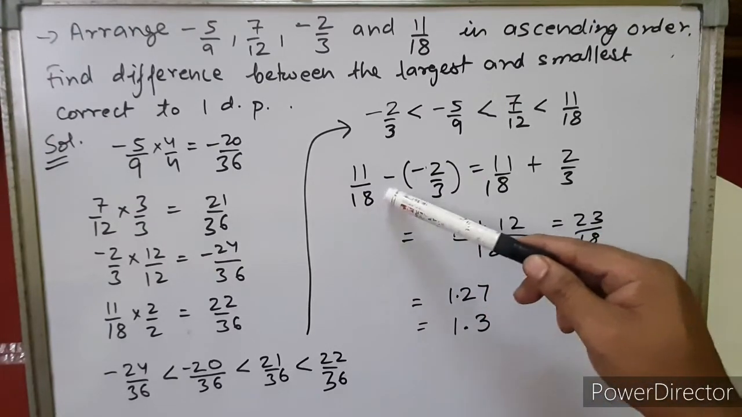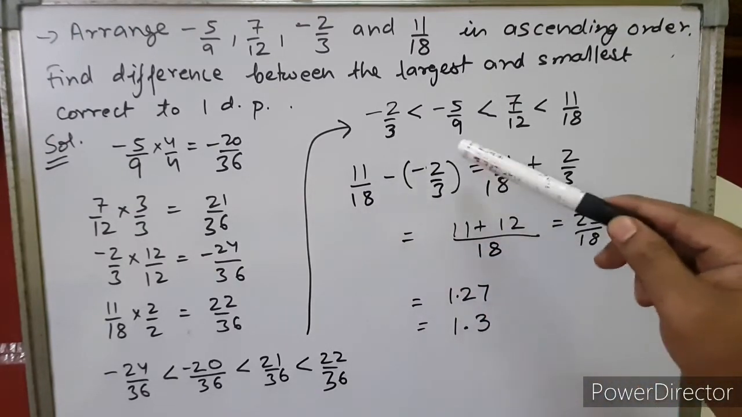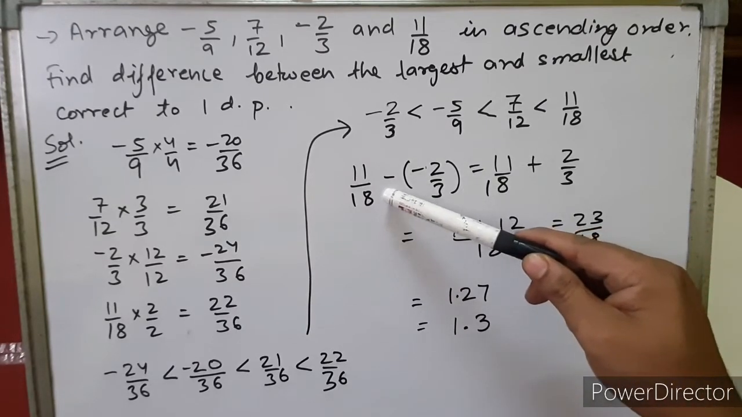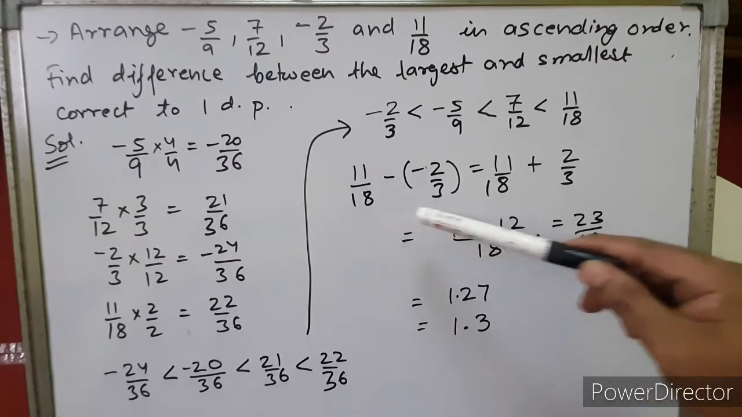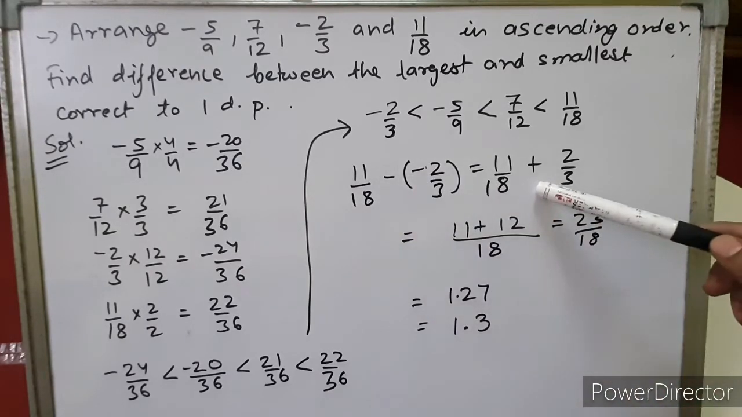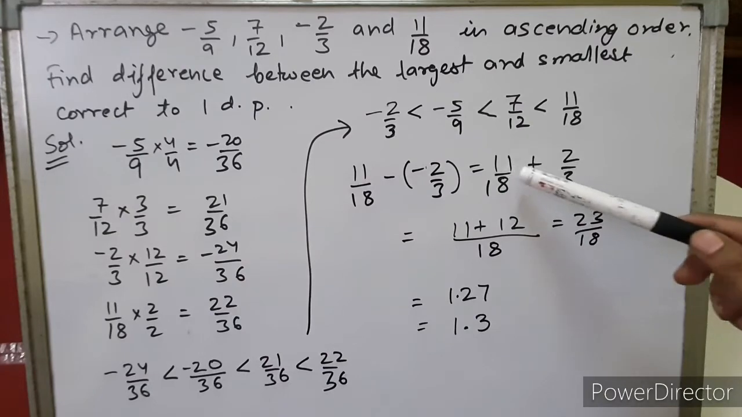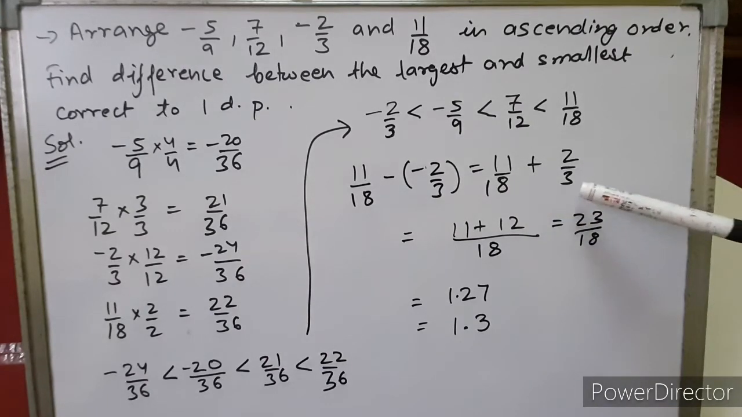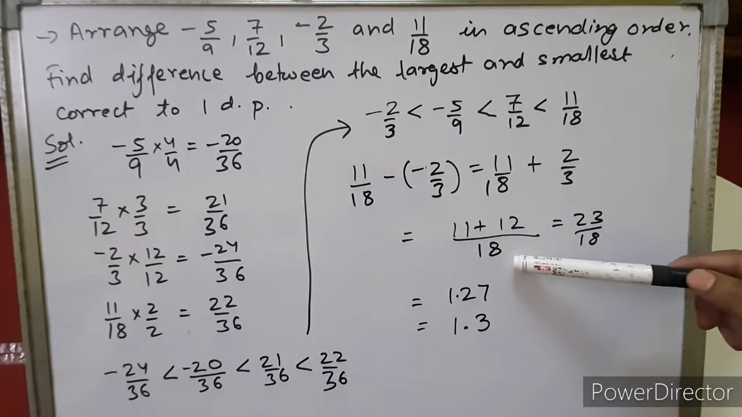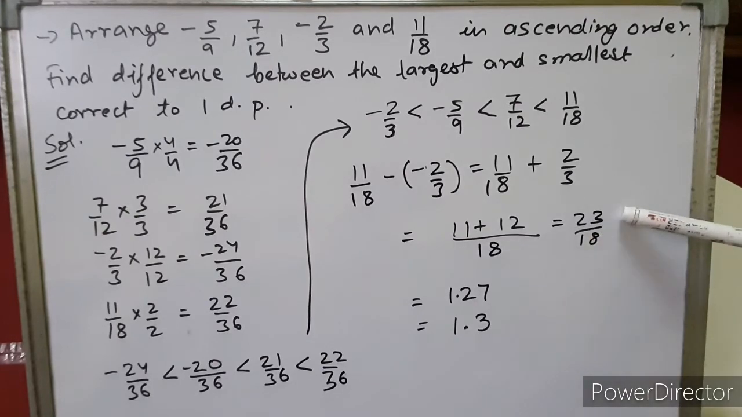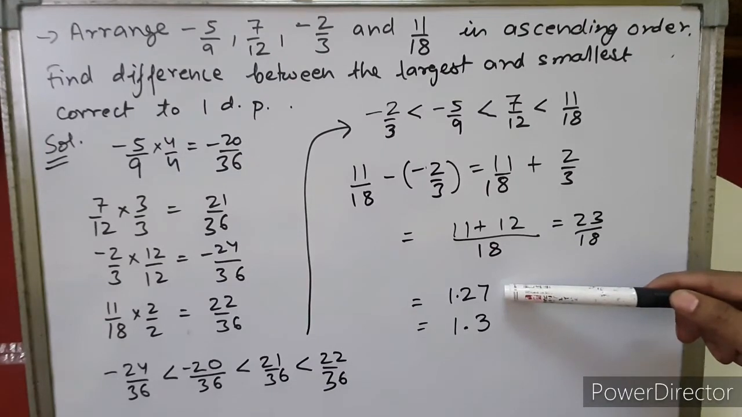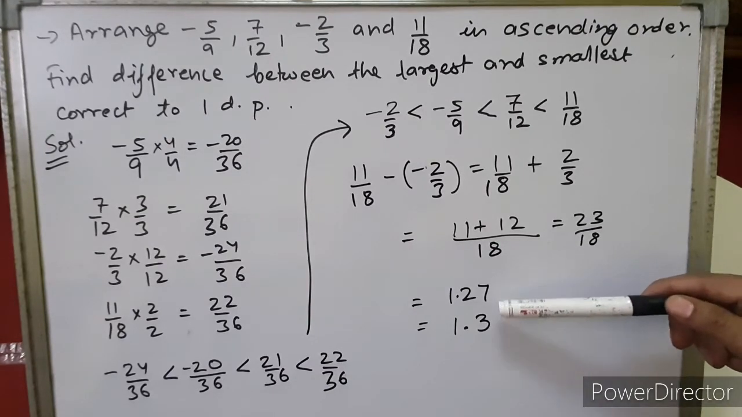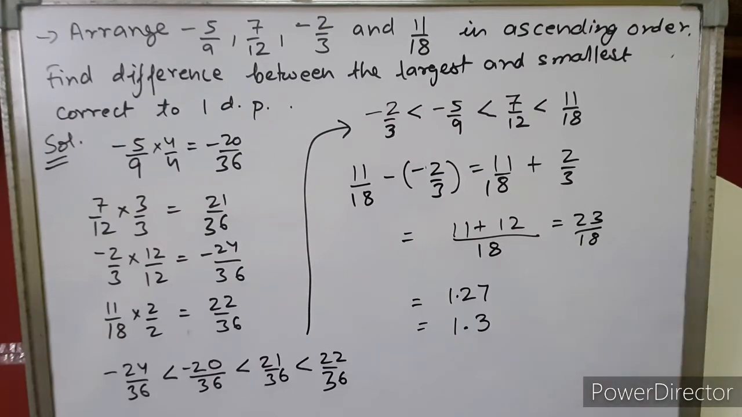Just write these two numbers, put a minus sign. I have written this bracket here because we have to subtract, then this sign will get changed when we open this bracket. So let's open the bracket. This minus and minus will become plus. So we'll get -11/18 plus 2/3. The LCM of 18 and 3 is again 18. What we'll get? 23/18. When we convert into decimal, we'll get 1.27. Right? And when we round off, we'll get 1.3 as the answer.